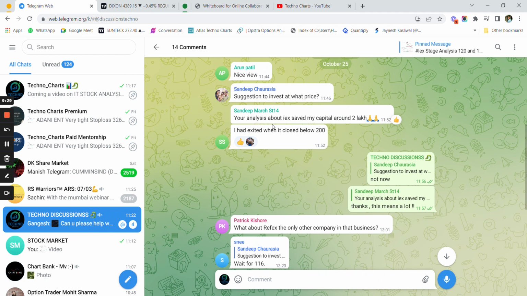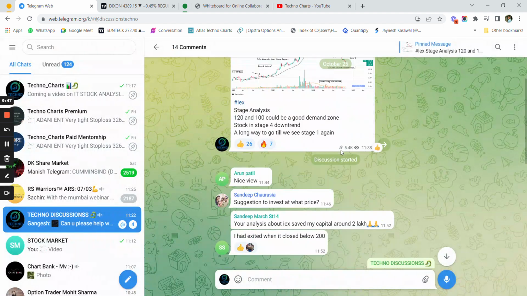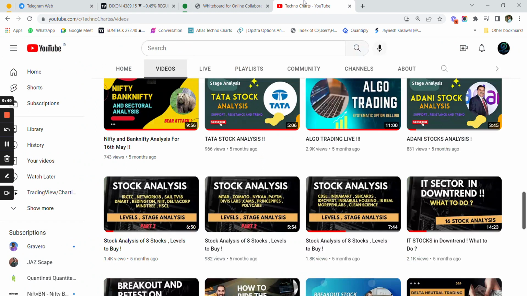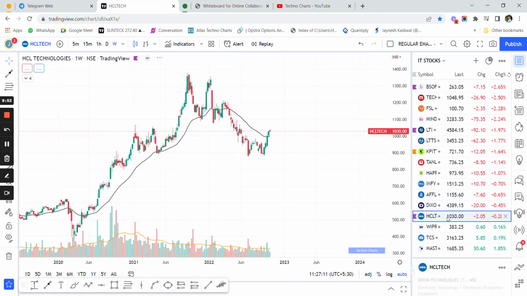See, one of the Telegram members saved around 2 lakh rupees of capital when IEX had broken down into its stage 4. So as you can clearly see, below 200 the stock touched around 137, and this is the same analysis that I had given on our YouTube channel as well, right? So you can save a lot of money if you follow just stage analysis, and even one stock can save you a lot of money there, right?